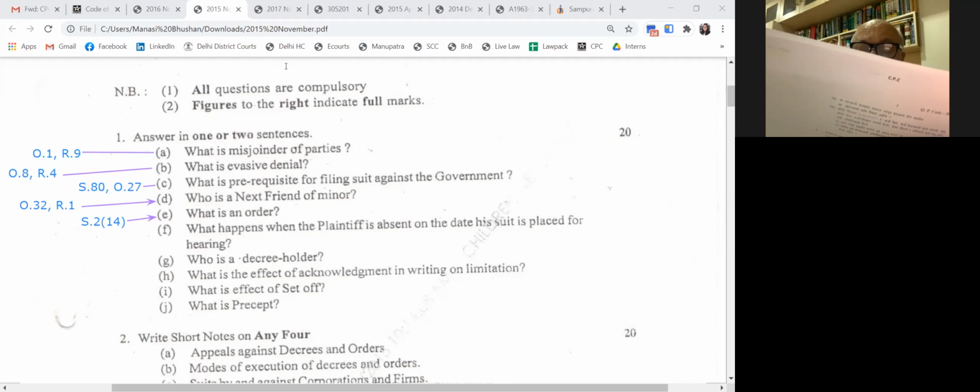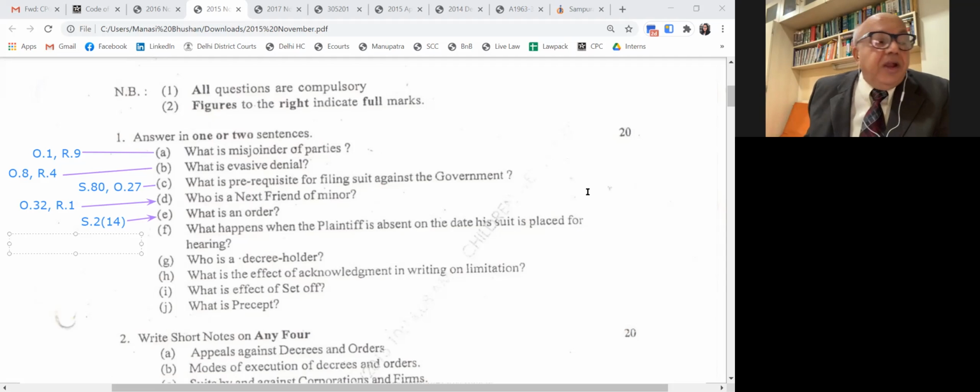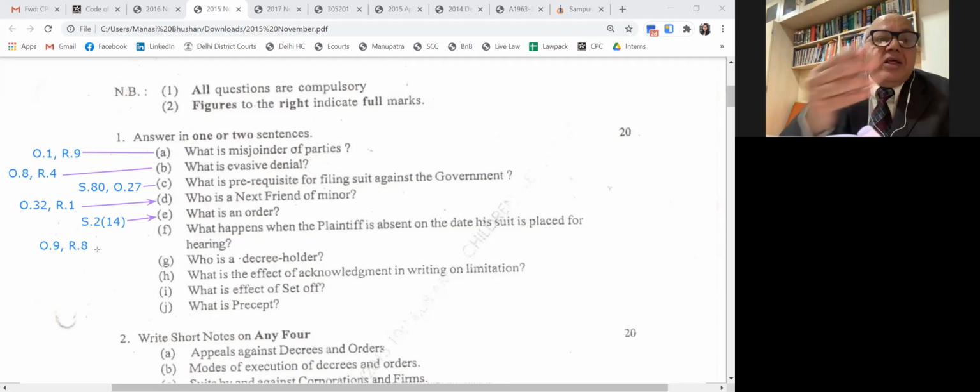Yes, sorry, where did we reach? Yeah, 2(14). Then what happens when the plaintiff is absent on the date the suit is placed for hearing? The suit is dismissed, Order 9 Rule 8. When the plaintiff is absent under Order 9 Rule 8, the court dismisses it. When the dismissal takes place, he has to make an application for restoration. A second suit is barred. You know that, no?